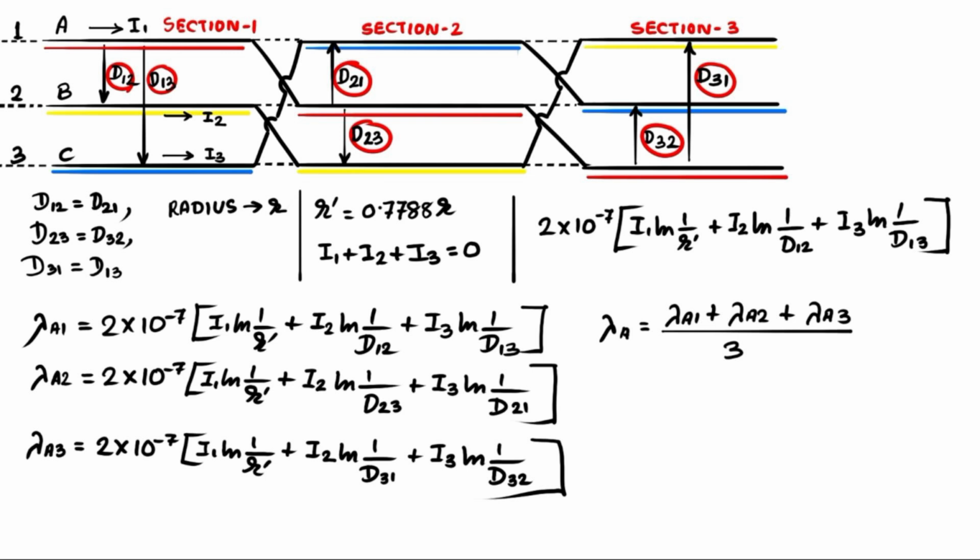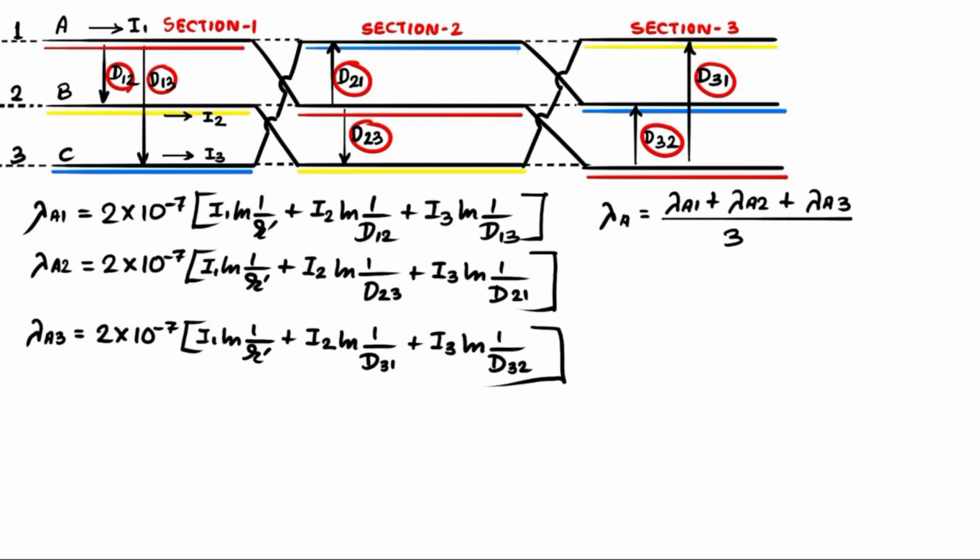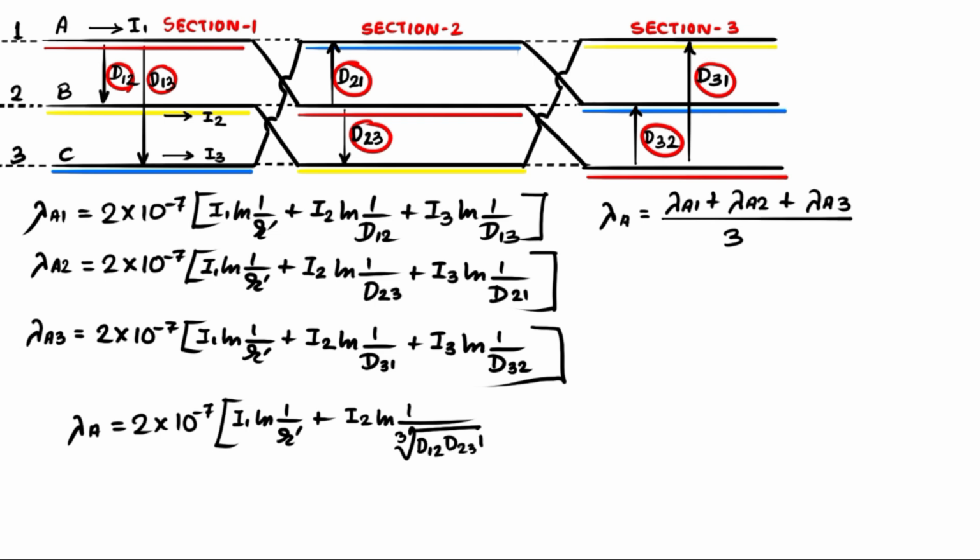After substituting the expressions and simplifying, the average flux linkage becomes 2 into 10 to the power minus 7 multiplied by the quantity I1 logarithm of 1 by R dash plus I2 logarithm of 1 divided by the cube root of D12 multiplied by D23 multiplied by D31 plus I3 logarithm of 1 divided by the cube root of D13 multiplied by D21 multiplied by D32.